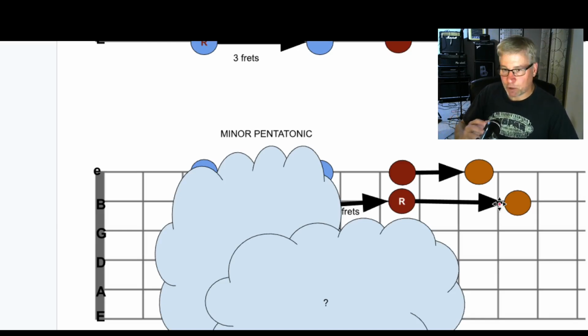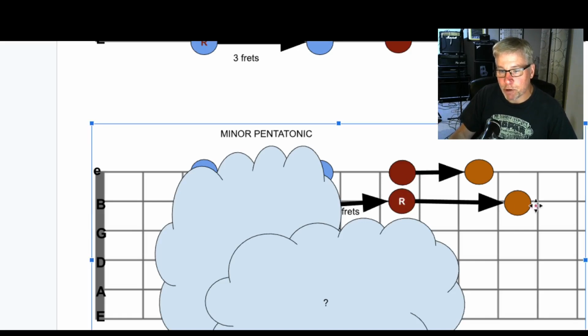So grab yourself a 20-minute backing track in the key of G minor. Start doing these notes and you will get stuck here. You'll have a root note there, and what do I do now?